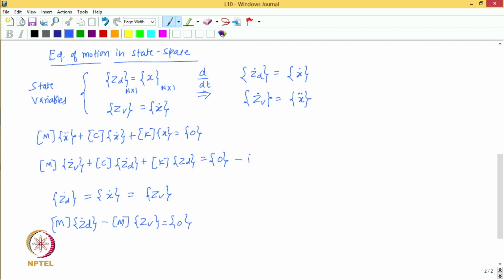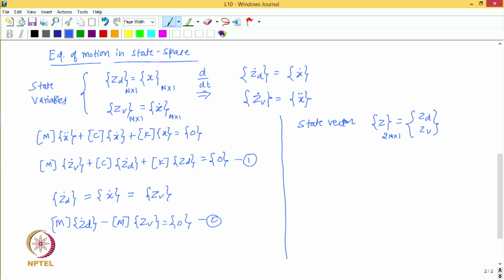So, therefore, if we call this equation number 1 and this equation number 2, then now we can combine these two equations into a common single matrix equation. Let us define the state vector, which is vector z, as a vector whose first part is the vector zd and whose second part is vector zv. If we combine zd and zv into a single vector, we get a state vector of dimension 2n by 1, because each of these vectors zd and zv is of dimension n by 1.